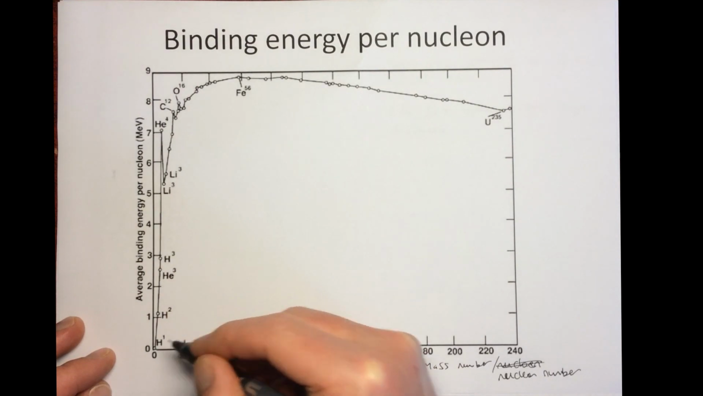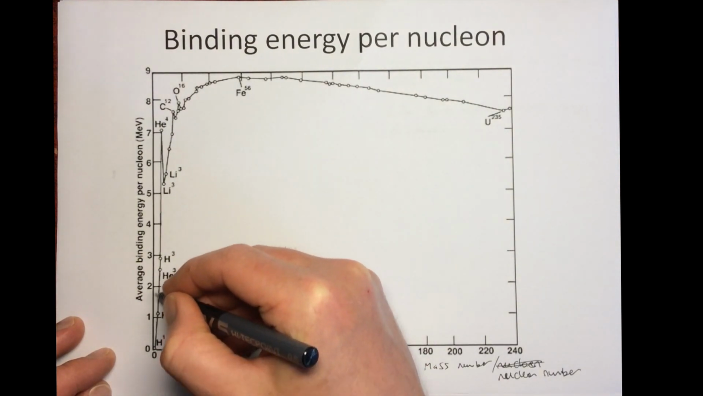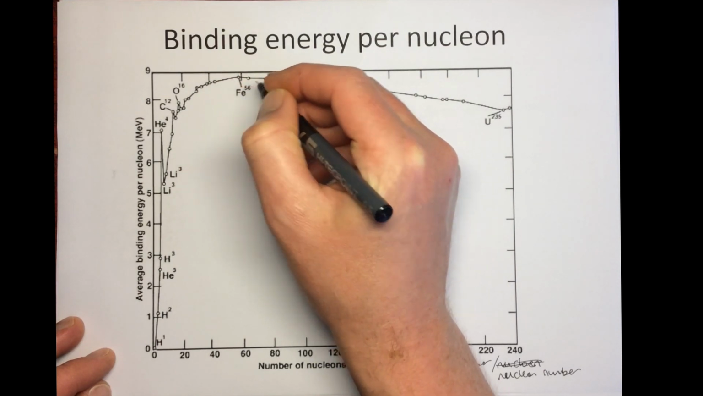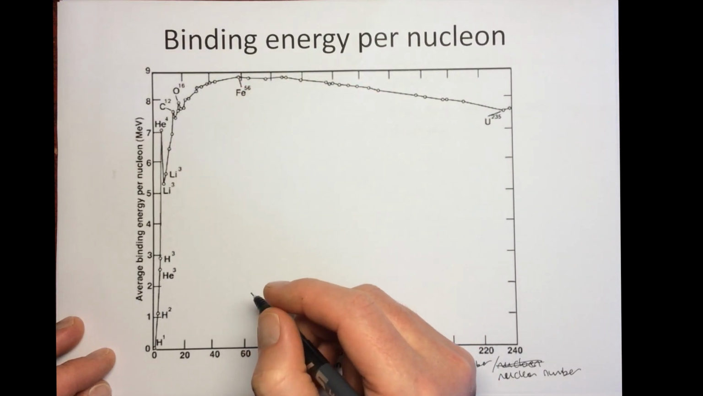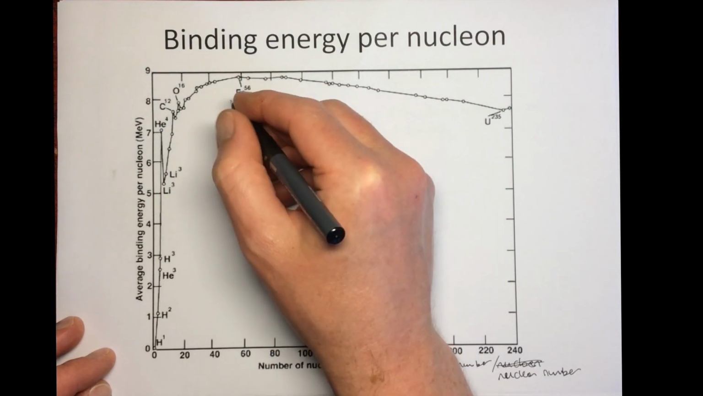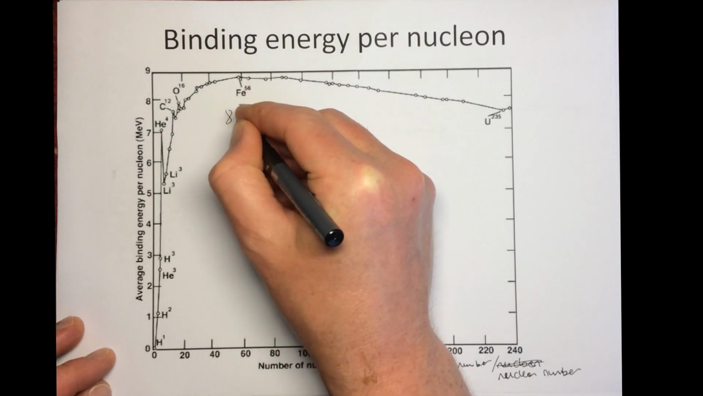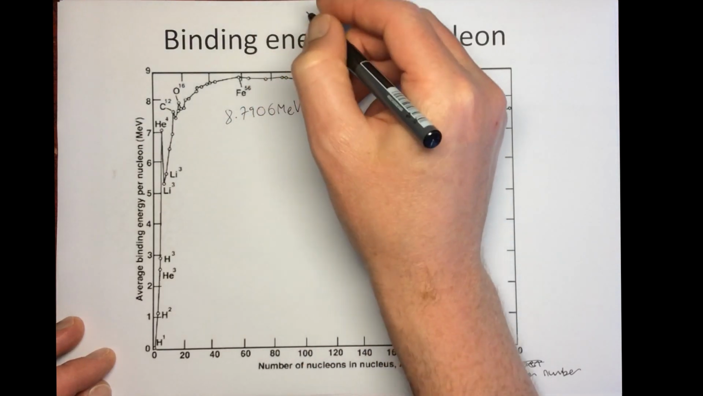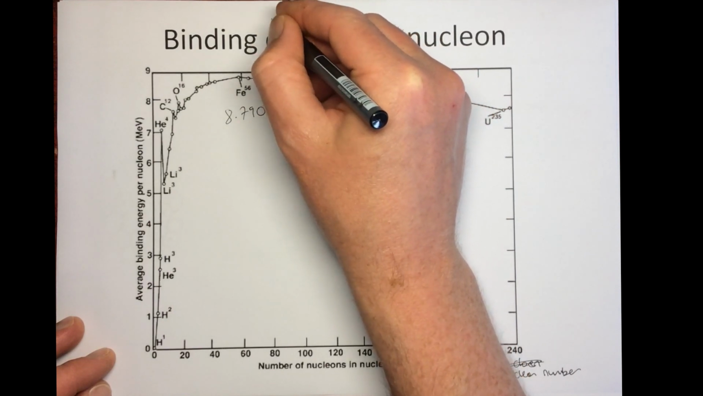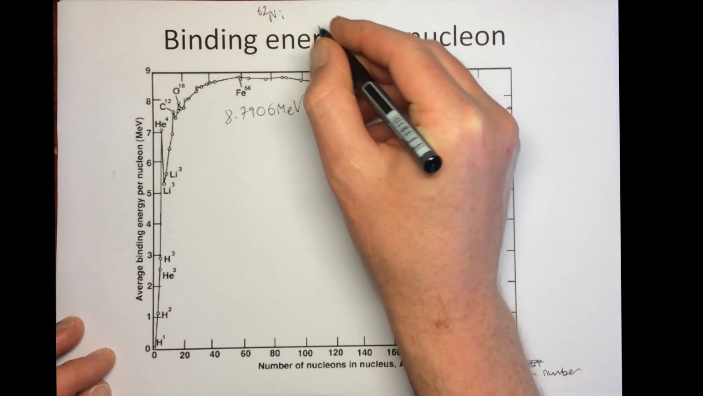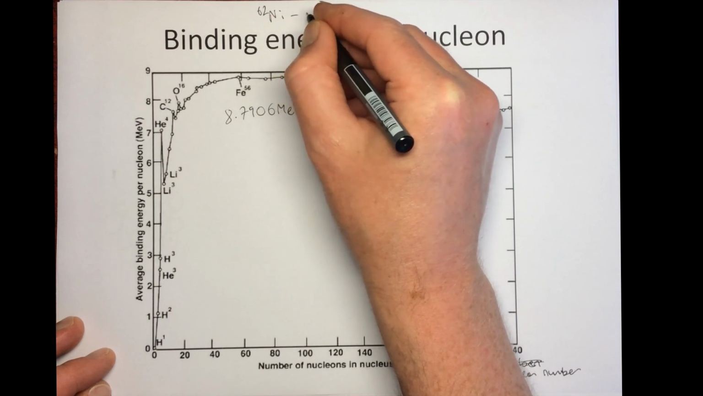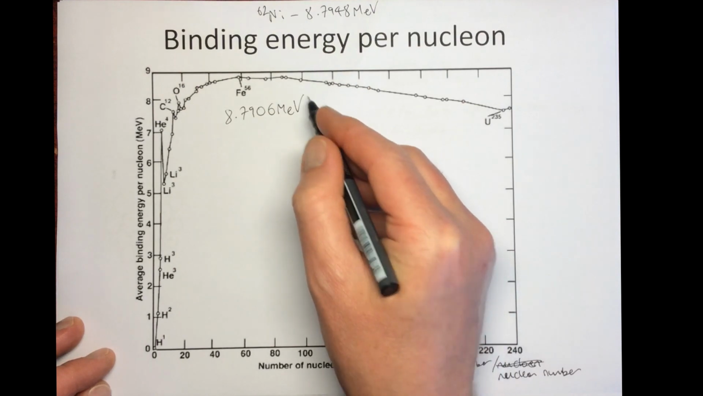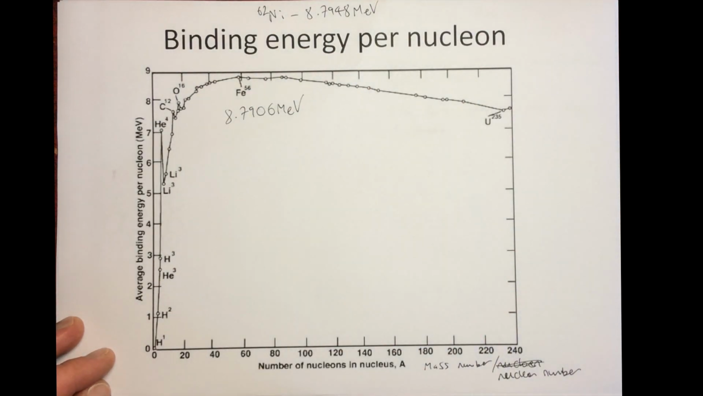All you need to know is that as the mass number goes up, the binding energy per nucleon goes up to a peak. And iron-56 sits at that peak. Iron-56 is said to be the most stable nucleus, and it's got a binding energy per nucleon of 8.7906 mega electron volts. Now, complicating matters slightly is the fact that actually nickel-62 has a higher binding energy than iron-56 at 8.7948 mega electron volts. But usually we say iron-56 has the highest binding energy per nucleon.